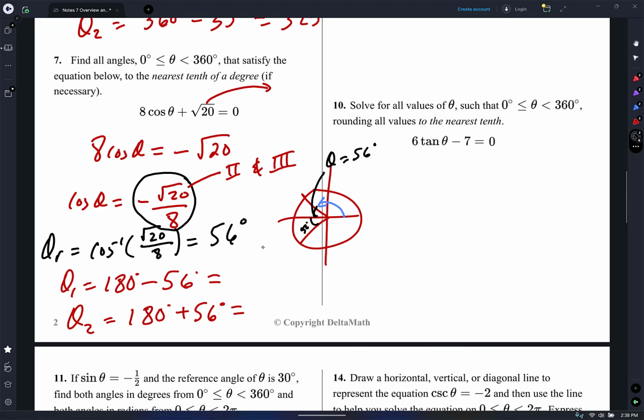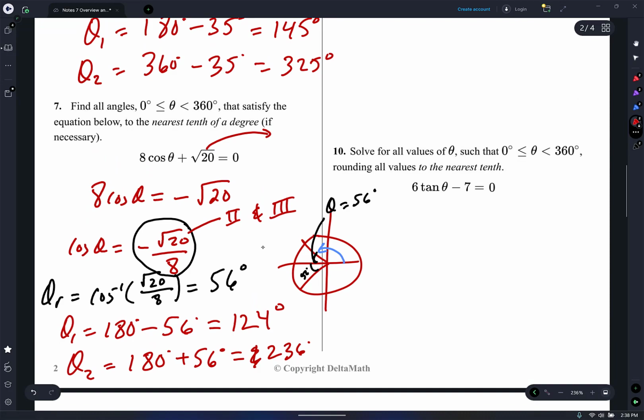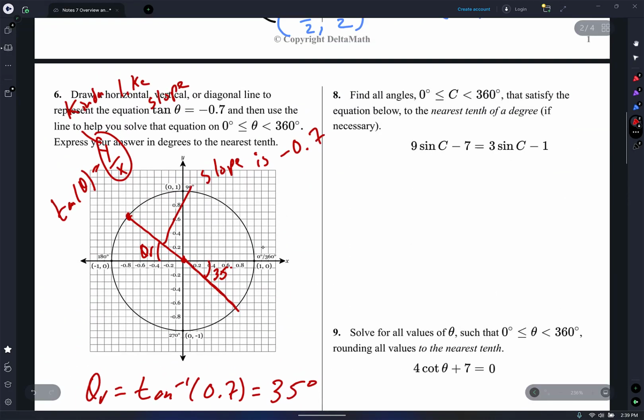That makes sense? What's 180 minus 56? What'd you guys get? 124? What'd you guys get for the other one? 236? I was about to write 1. That was silly me. Okay. Yay or nay? Okay. Go to question 8, and we're going to go slow.